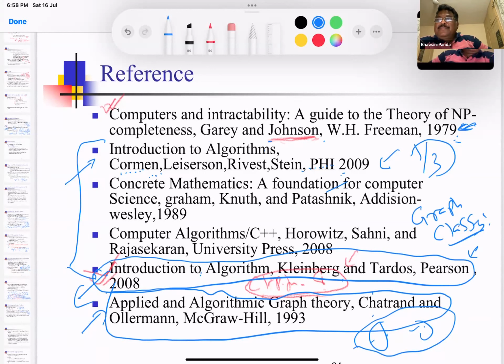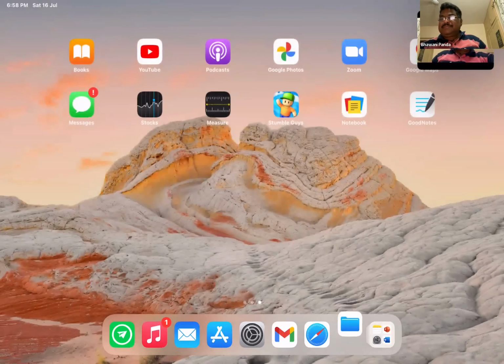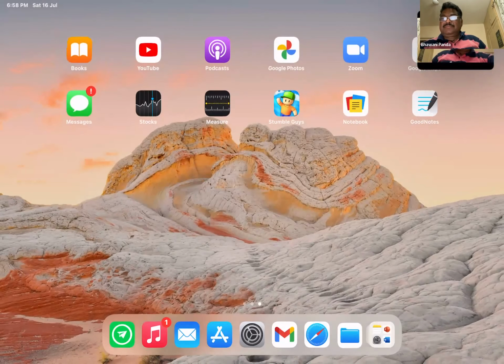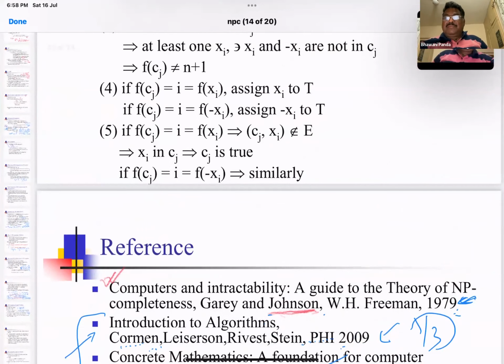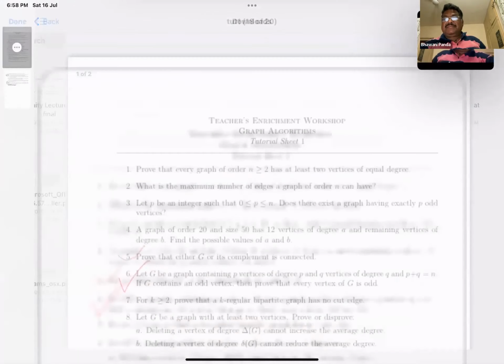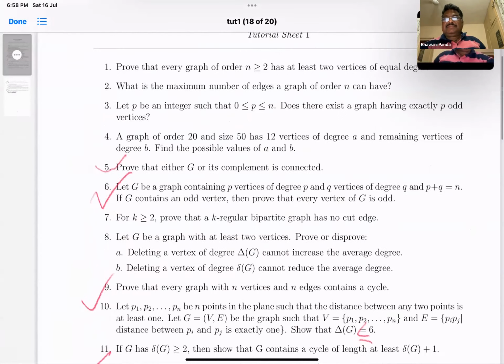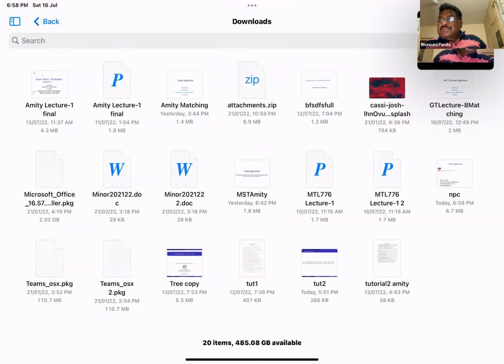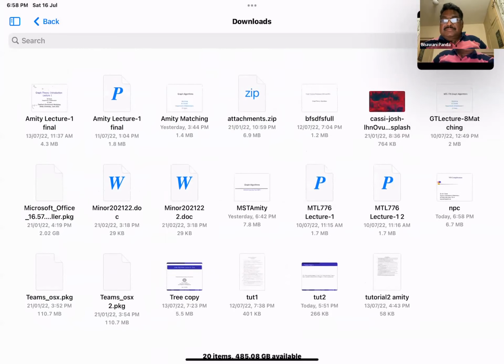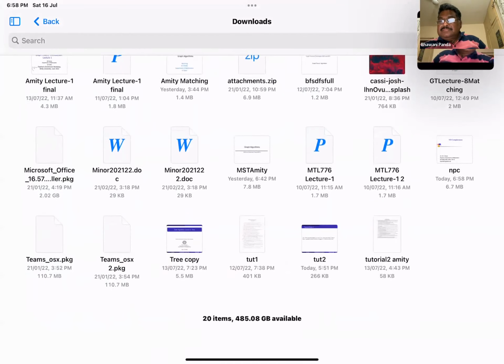Okay, sir. So now we'll come back to the tute sheet. Did you solve some problems? This is the tute sheet. Participants, have you solved it? Do you have any difficulty in any question in tutorial sheets 1 and 2?